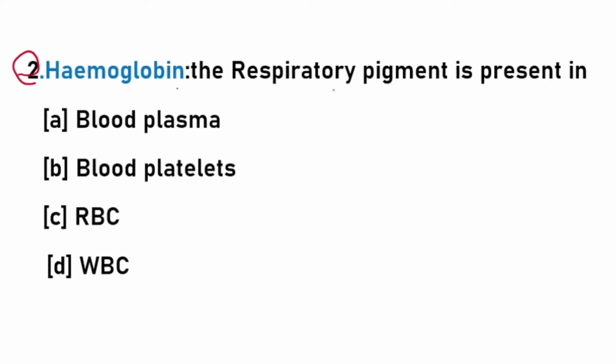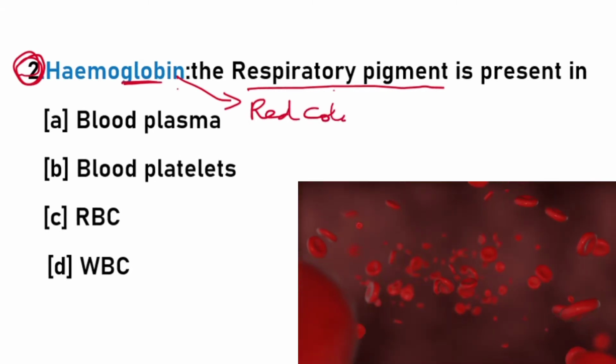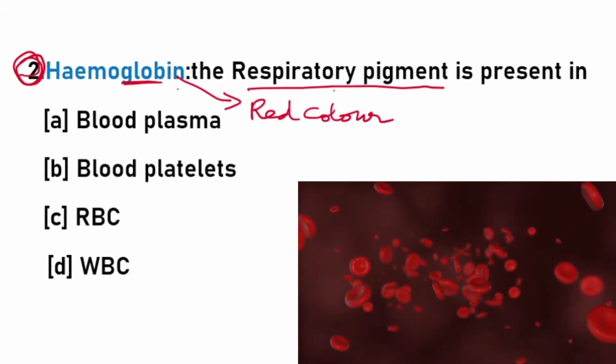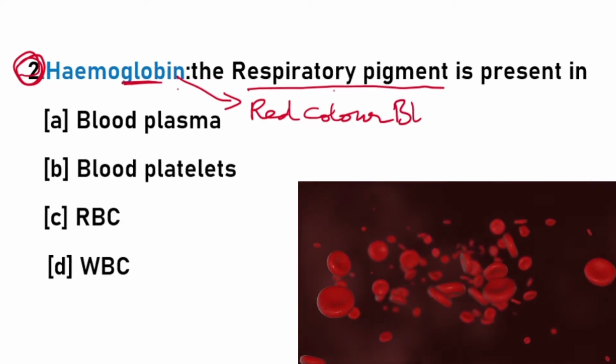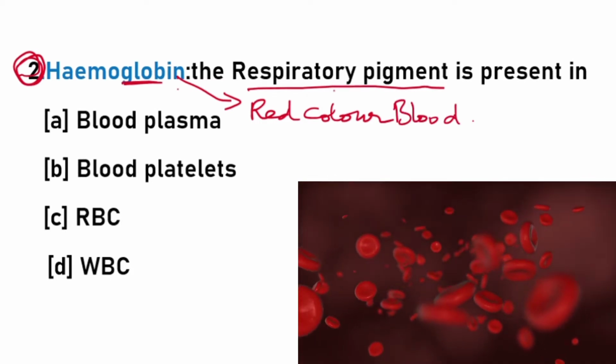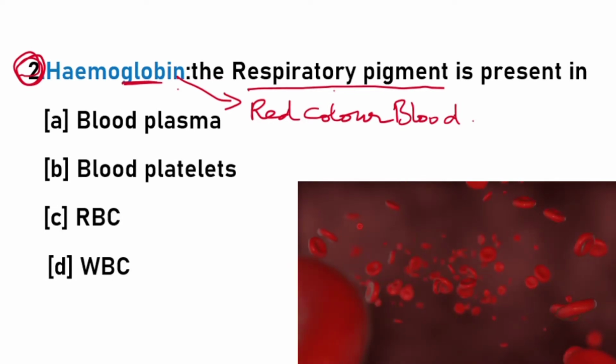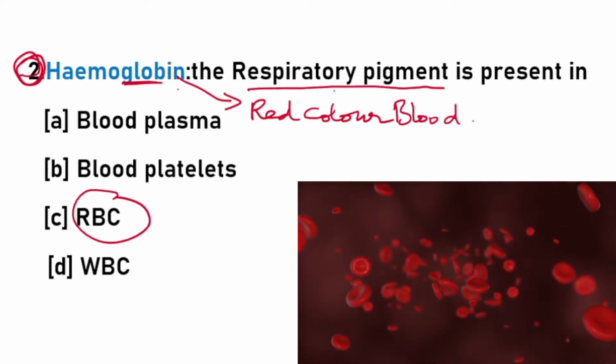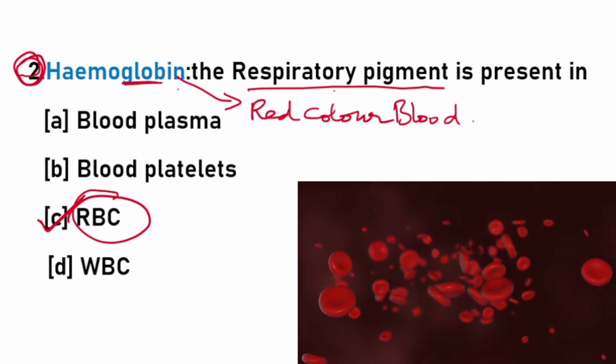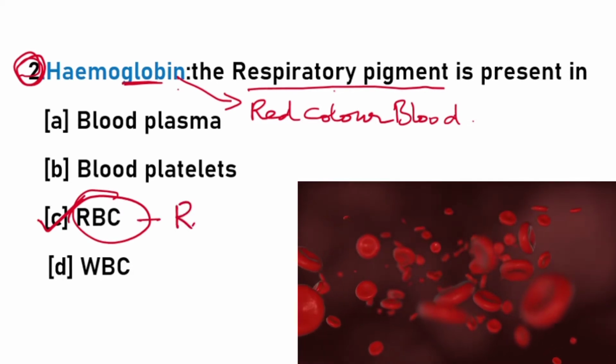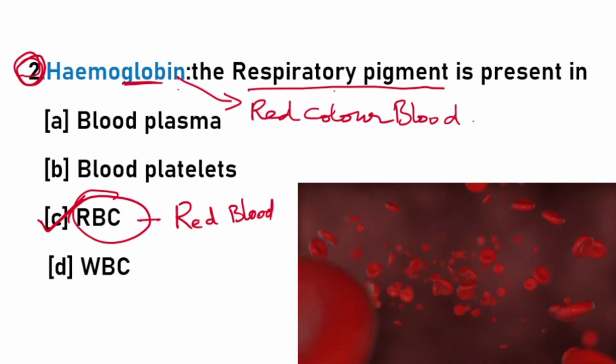Hemoglobin. The respiratory pigment is present in hemoglobin. Yes, hemoglobin imparts a red color to blood. The color of our blood is red due to the presence of hemoglobin. And this hemoglobin is present in RBC, red blood cells.